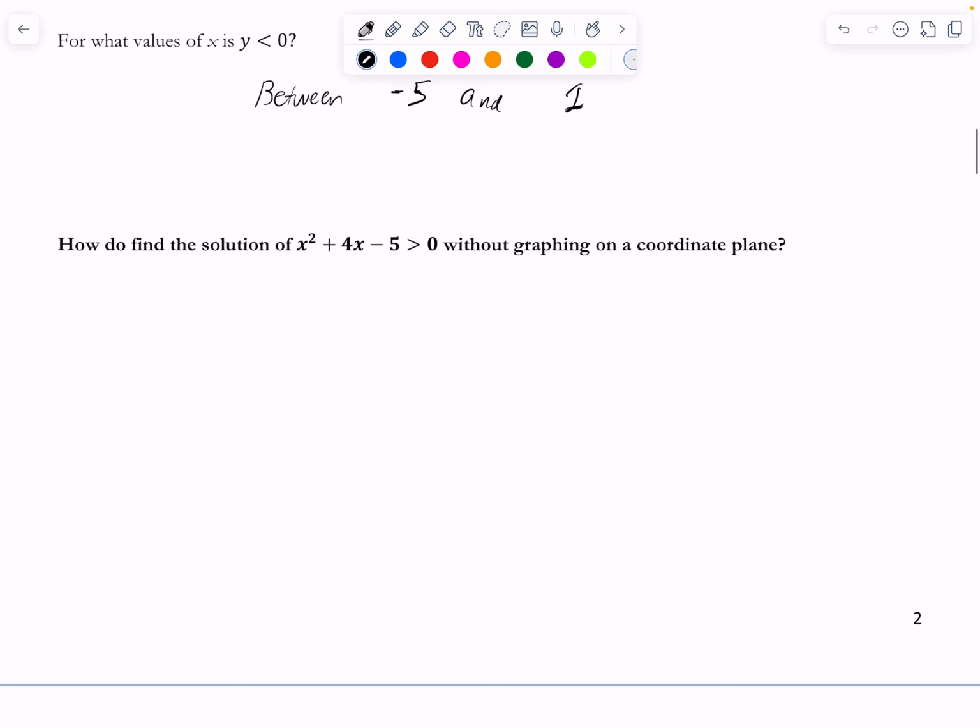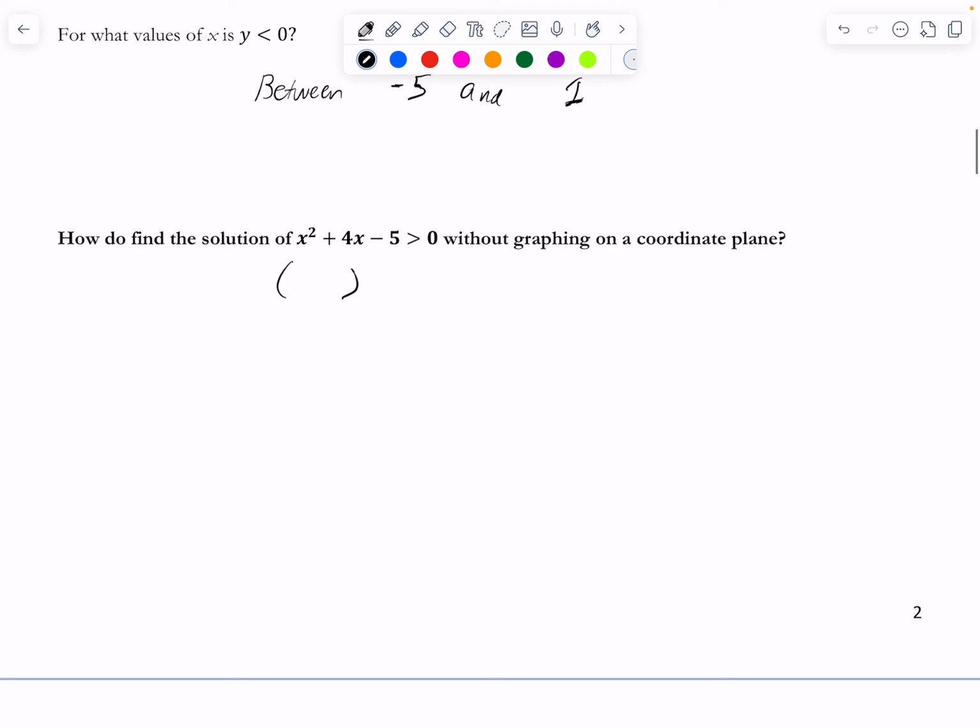Okay, so to find the solution without graphing it, we're going to first factor it. I'm thinking of factors of -5 that add to +4. So we have x plus 5 and x minus 1. Then I'm going to find my roots, and we're going to call these critical points. That's going to be x equals -5 and x equals +1.